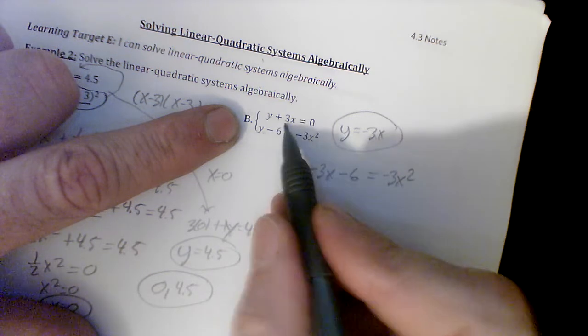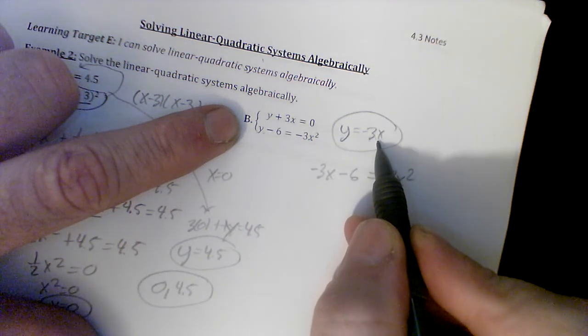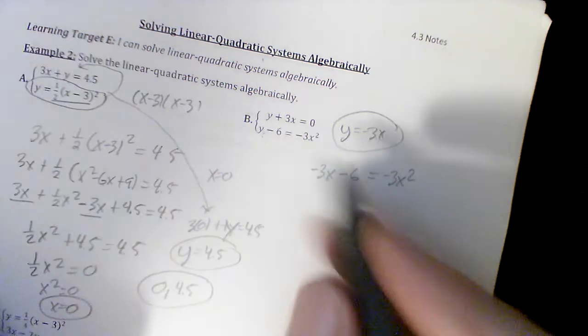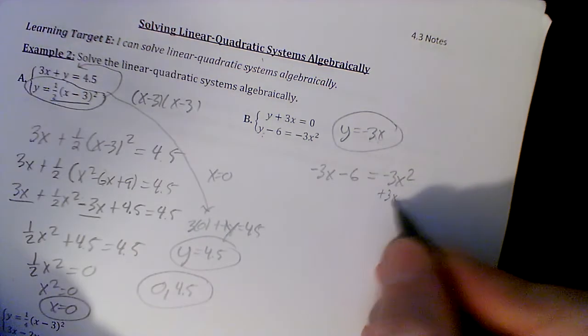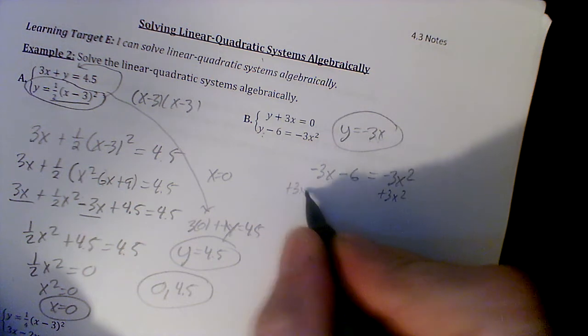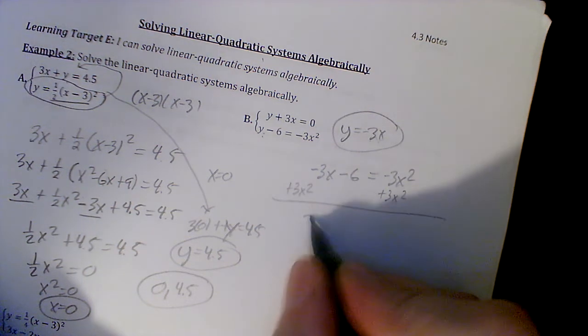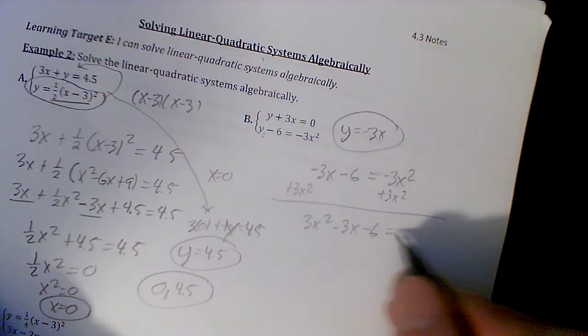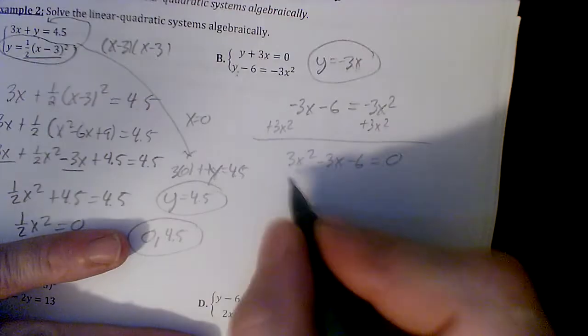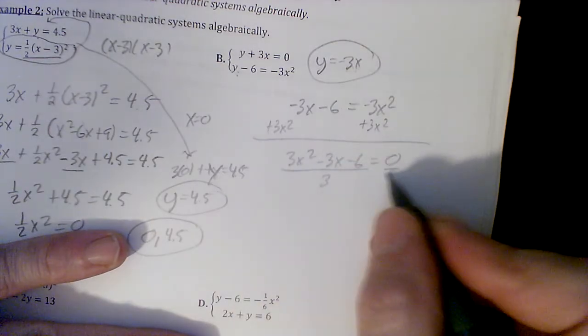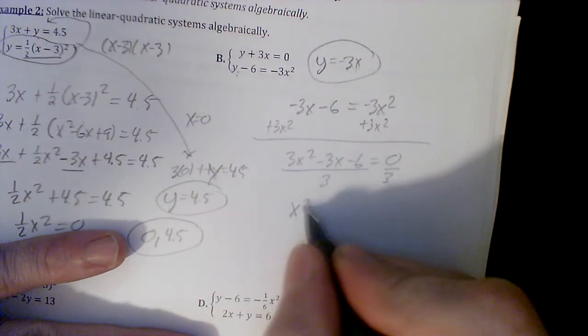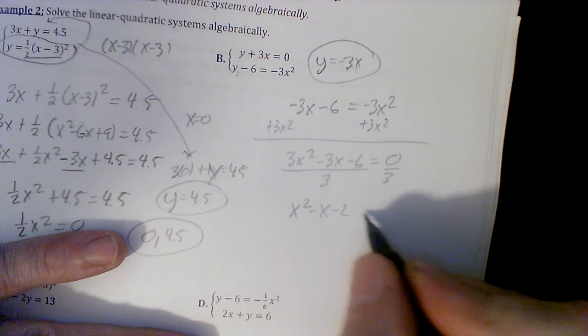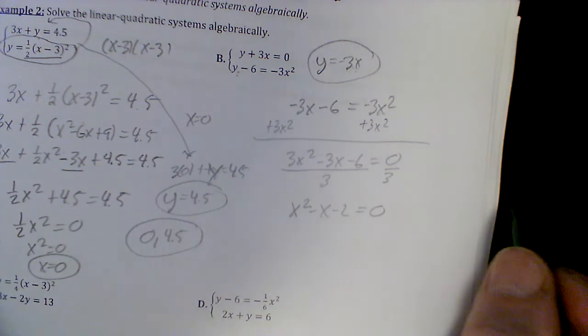And all I did is I solved this one for y and plugged the y value, which is equal to negative 3x, into here. I'm going to add 3x squared. I'm going to add 3x squared. And I've got 3x squared minus 3x minus 6 equals 0. I can actually divide both sides by 3. That would change the graph but not the solution. So I got x squared minus x minus 2 equals 0.